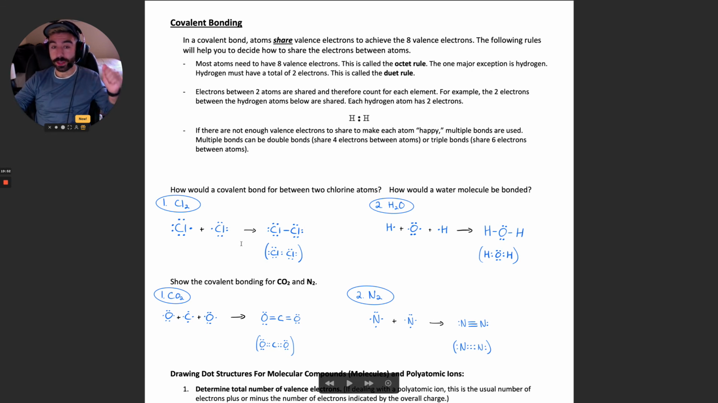And there can be single bonds, double bonds, or even triple bonds. And there's no donating or gaining or losing of electrons, just sharing of valence electrons. Covalent means together valence. So you're sharing valence electrons together between multiple atoms.